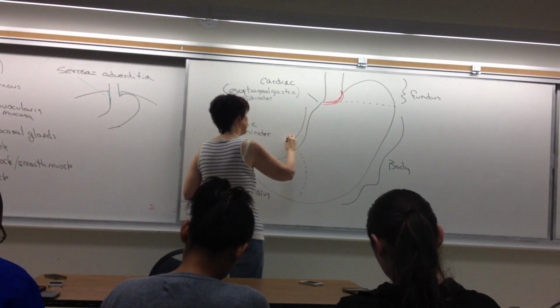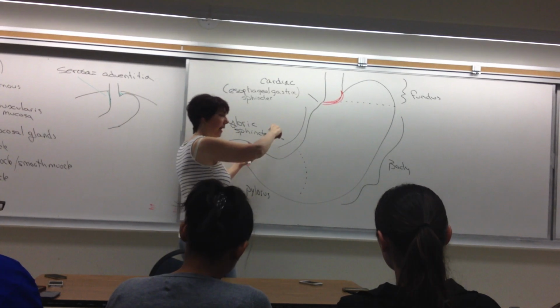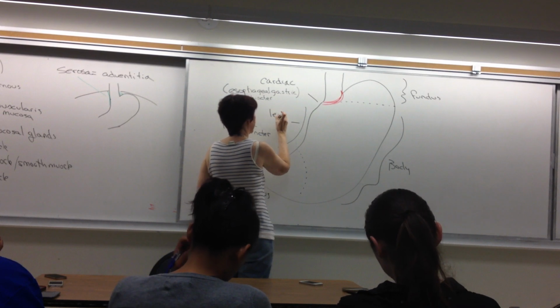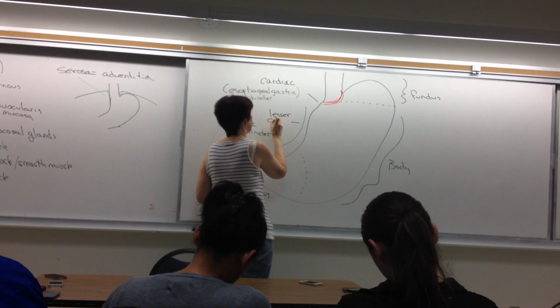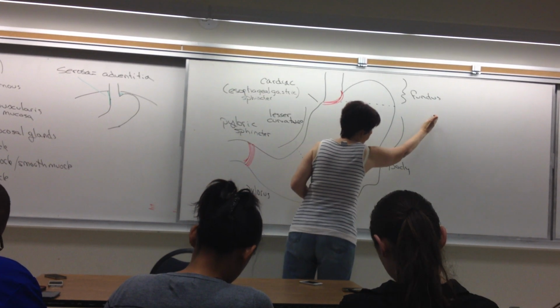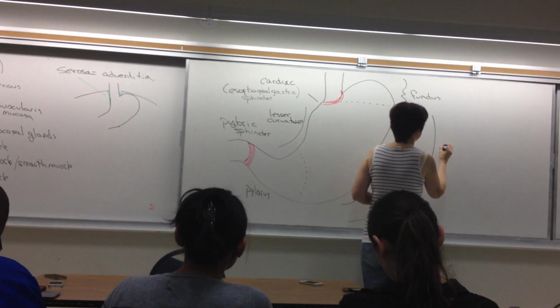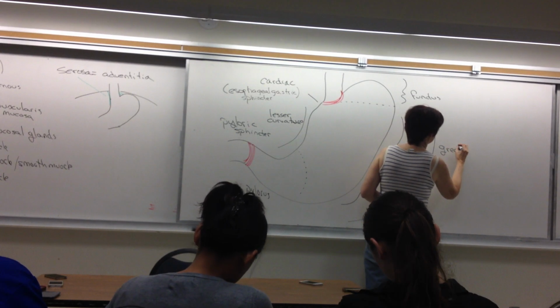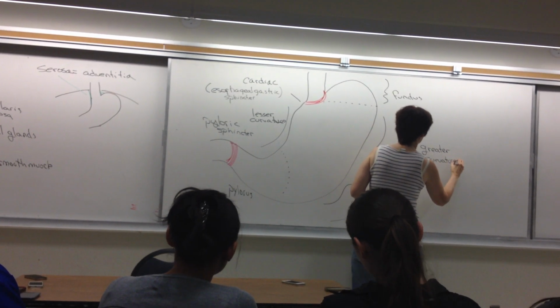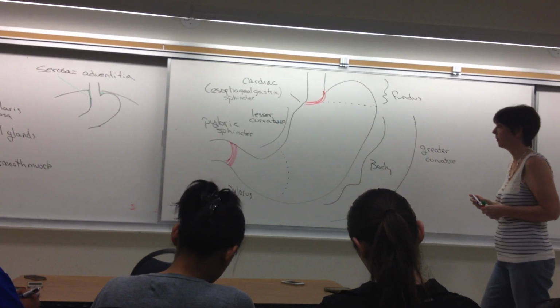This curvature, where the lesser omentum attaches and our right and left gastric arteries are associated, is known as the lesser curvature, hence the lesser omentum. And this curvature that the greater omentum attaches to is the greater curvature.